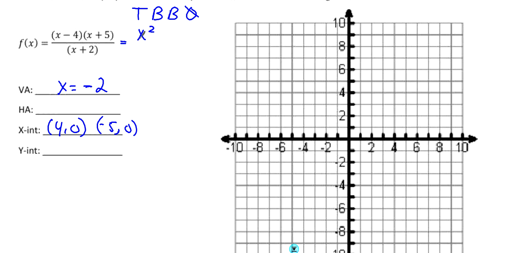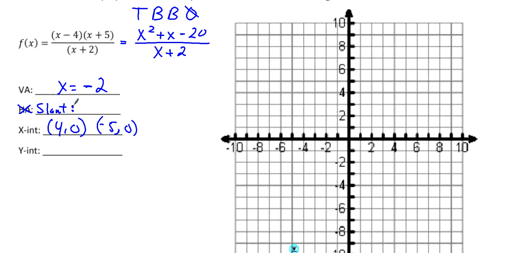If we FOIL this out, we get x squared plus x minus 20 over x plus 2. Okay, now you can see that the top power is bigger than the bottom. And this brings us to our third case of rational functions, when the numerator is a higher degree than the bottom. That means that you're going to have either a slant or an oblique asymptote. Okay? And in this case, since it's just one power bigger, we're going to be dealing with a slant asymptote, which means we have no horizontal asymptote, it's a slant.